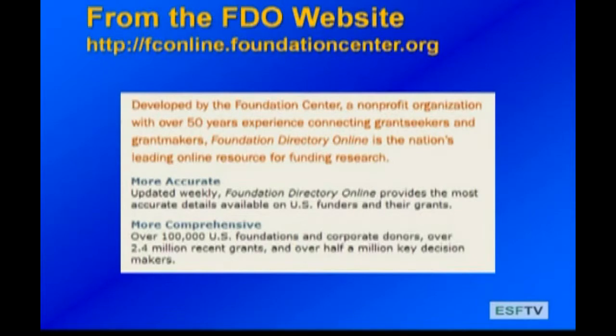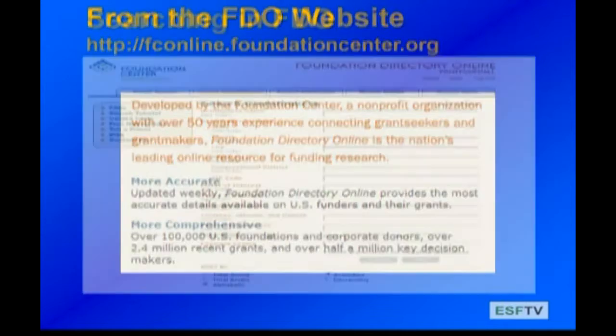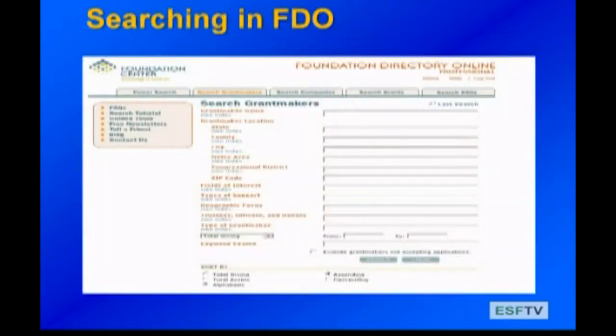The FDO, the Foundation Directory Online, has over 100,000 U.S. foundations and corporate donors that you can search for grants. Currently, they have over $2.4 million in recent grants. This is a look at the FDO search screen. You can see there's a number of ways that you can put in your search criteria.